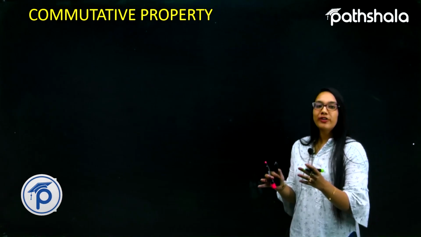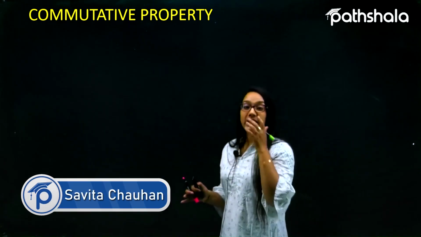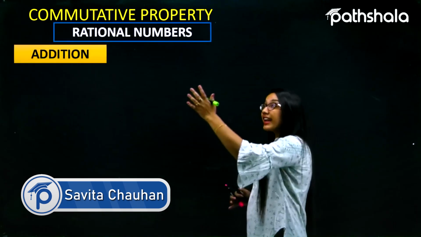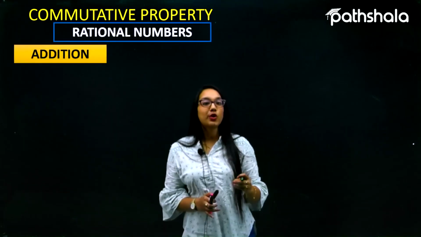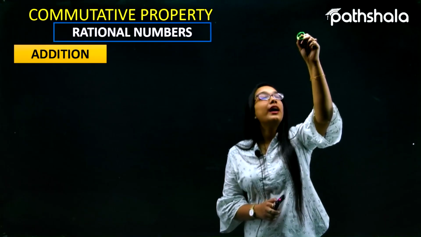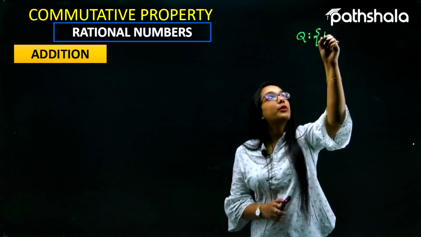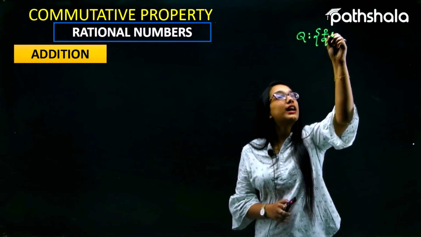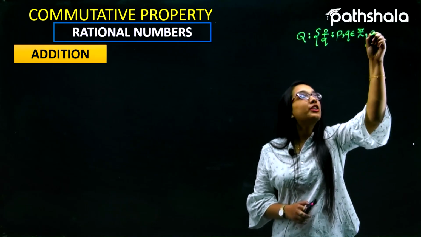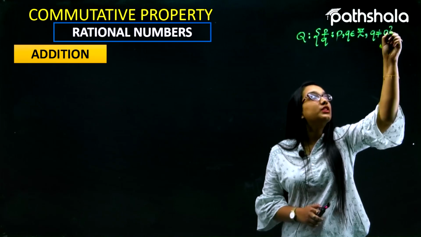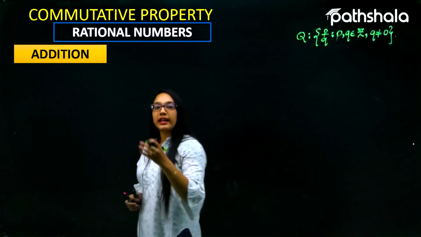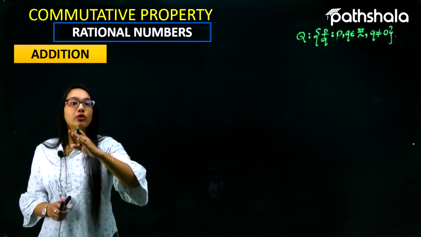So let's just move on further towards the commutative property on our last collection of numbers, that is nothing but rational numbers under addition. So first of all, we'll talk about the rational numbers. They are represented by capital Q, and the collection is of the form p by q, such that p and q both belong to the integers, but q cannot be equal to 0. So this is nothing but the collection of the rational numbers. So under addition, first of all, we'll talk about the commutative property.